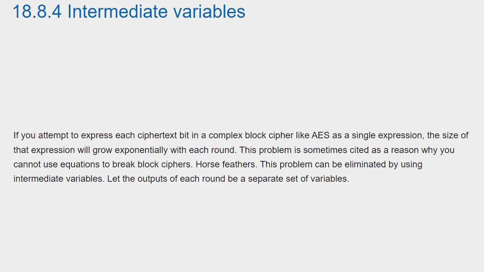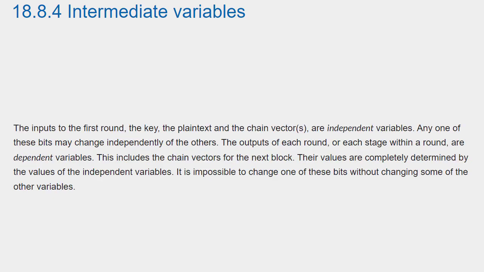Let the outputs of each round be a separate set of variables. The inputs to the first round, the key, the plaintext, and the chain vector, are independent variables. Any one of these bits may change independently of the others. The outputs of each round, or each stage within a round, are dependent variables. This includes the chain vectors for the next block. Their values are completely determined by the values of the independent variables. It is impossible to change one of these bits without changing some of the other variables.